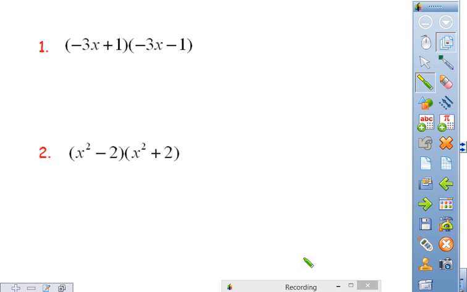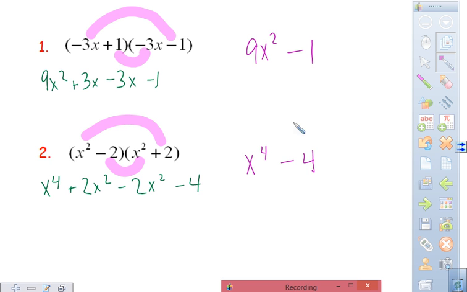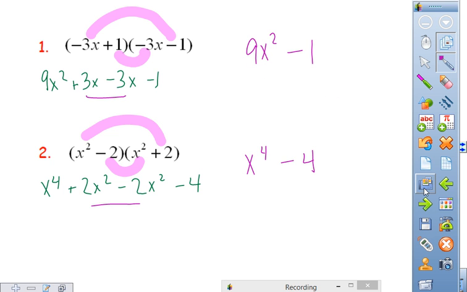Try these 2. Pause the video while you work. Here are the solutions to these 2 questions. Again, the pattern is the sum and the difference. So our insides and outsides disappear, give us 0, give us 0. So it's first and then last.